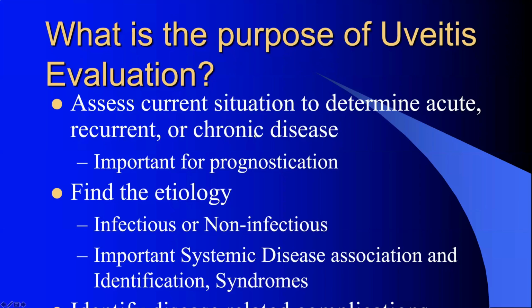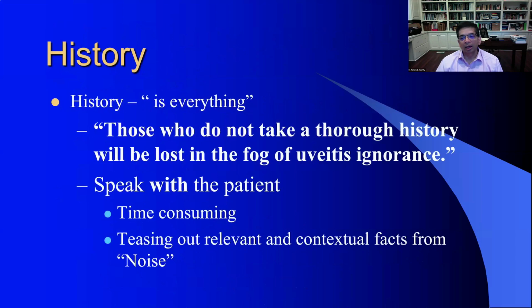So the purpose of the uveitis evaluation really is to assess what the patient has, find the cause of the inflammation, whether it's infectious or non-infectious, identify what the best treatment is, and tell them about the prognosis. And the most important thing about the uveitis patient is taking a good history, because if you don't take a good history, you'll continuously be lost as to what's going on with the patient.